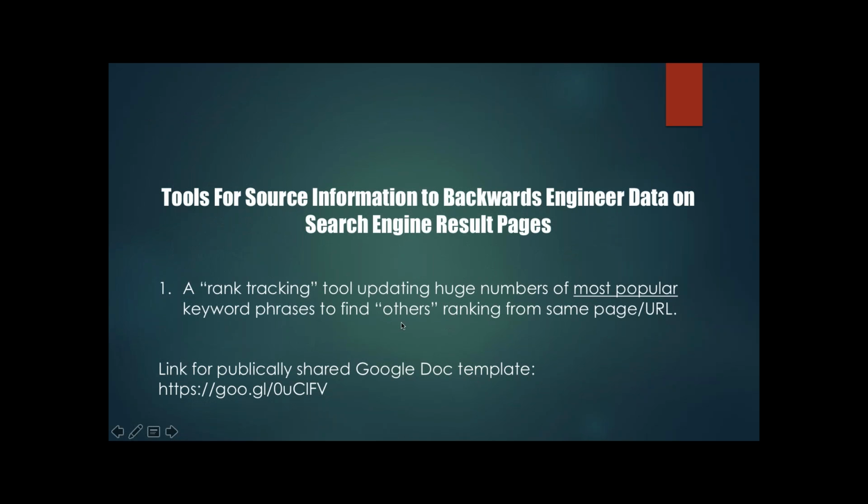So the most important feature that we need to have in these tools is a rank tracking tool that updates a huge number of the most popular keyword phrases, to find the other ranking keywords from the same page or URL. Of course, with these tools, that's usually something that people don't look at very much. The more advanced SEOs like to look at that a lot: what else is ranking from pages of my competitors? So it's just one of many capabilities of that kind of tool.